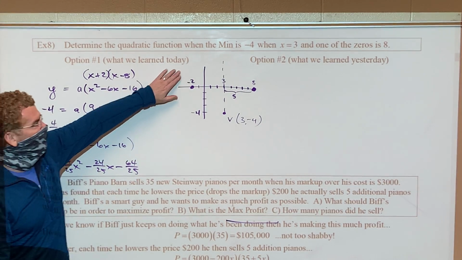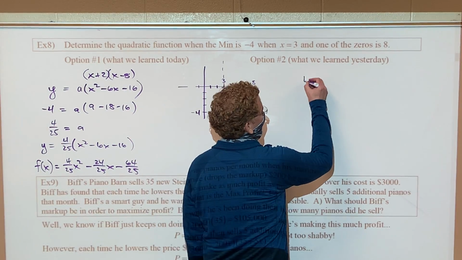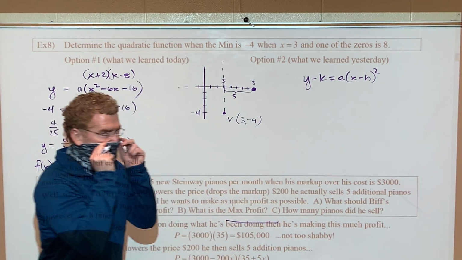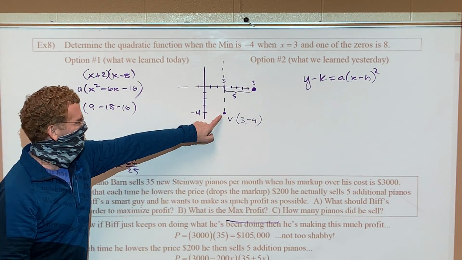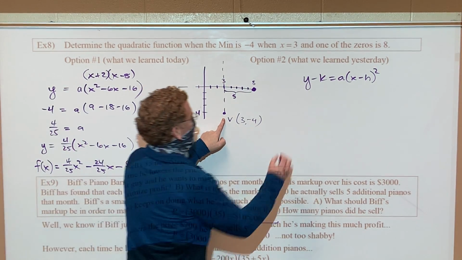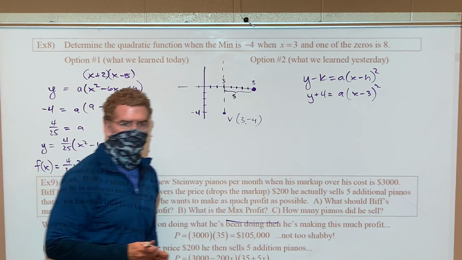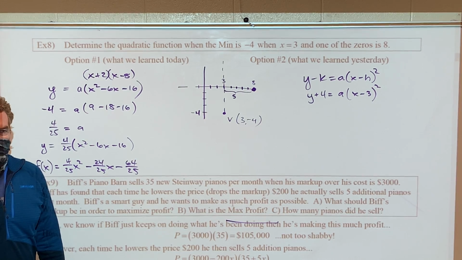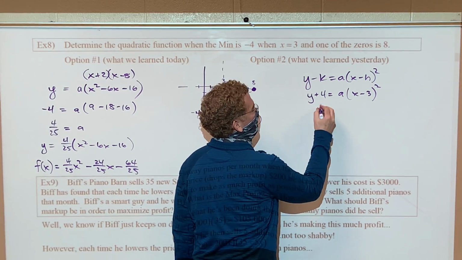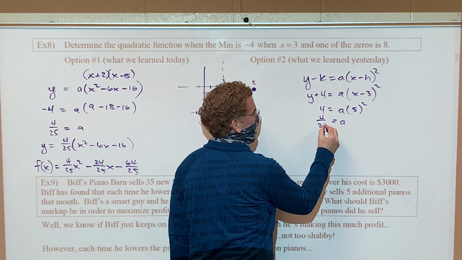And in yesterday's method, I don't even have to find the -2. Because yesterday what we learned is if you have a parabolic function, all I need is a vertex and an a. The vertex I know is at 3, the min was -4, that's the vertex. So y plus 4 equals a times (x minus 3) squared. How can I find a? Plug in a point I haven't used, 8, 0. I plug a 0 there and an 8 there. I get a as 4/25 when I divide.